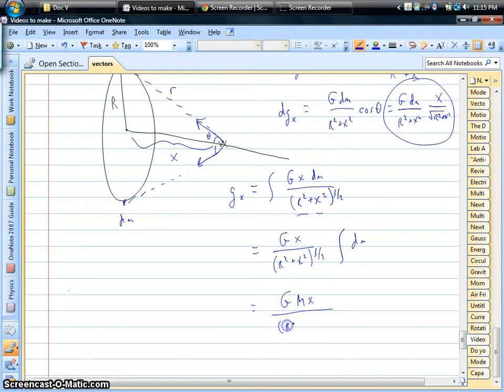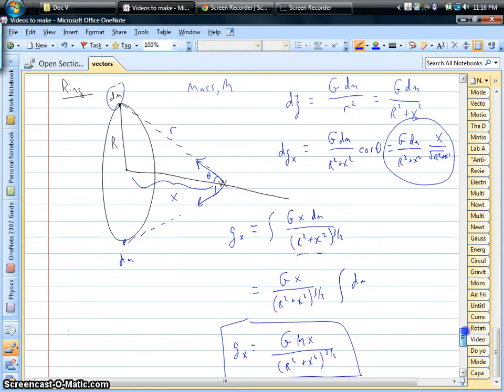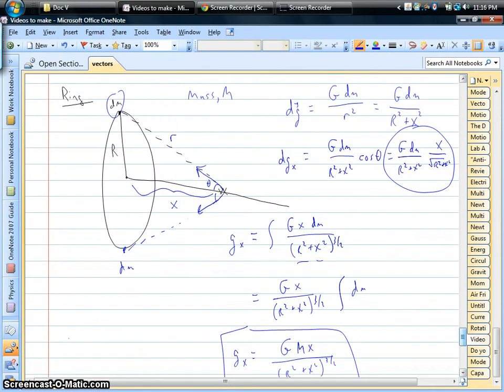And so we end up with the x component of the gravitational field on that x-axis. Okay, so not too bad. It looks kind of weird because it's symbolic, but hopefully this gives you a sense as to what this process is.